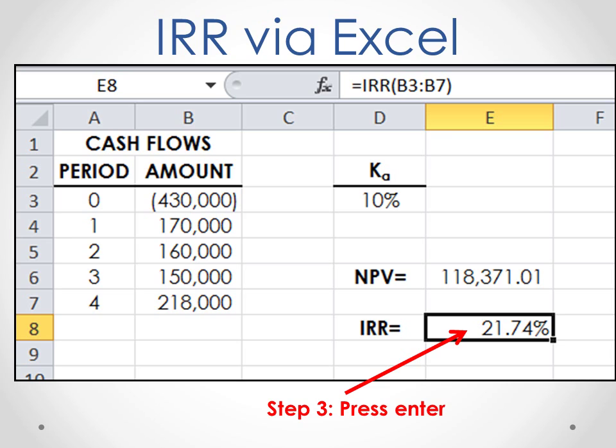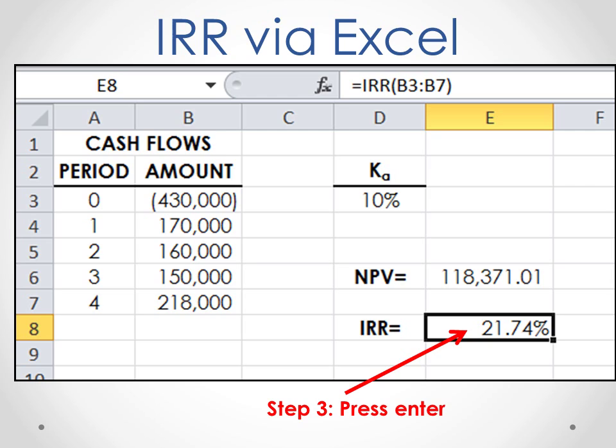And when you do, you're going to get a 21.74% internal rate of return. Now you may need to convert the formatting of the cell to be a percentage and make sure you go at least 2 places past the decimal. So when you go to your boss and say, we should accept the project.